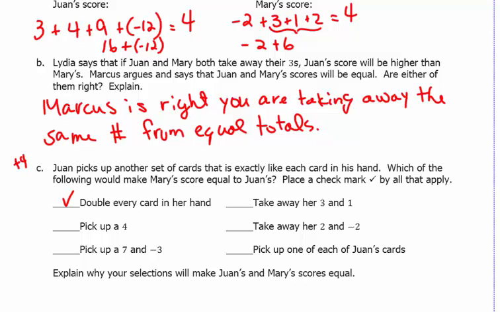Pick up a 4. That's exactly what I need. Pick up a 7 and negative 3. A 7 and negative 3 together give me a 4. That's good also. Take away her 3 and 1. That would give me a negative 4. That's not good. Take away her 2 and negative 2. Those are opposites. That's really a 0. That's not good. Pick up one of each of Juan's cards. If she picks up one of every card that Juan has, she now has a new total of 4 higher. That's exactly what we needed.